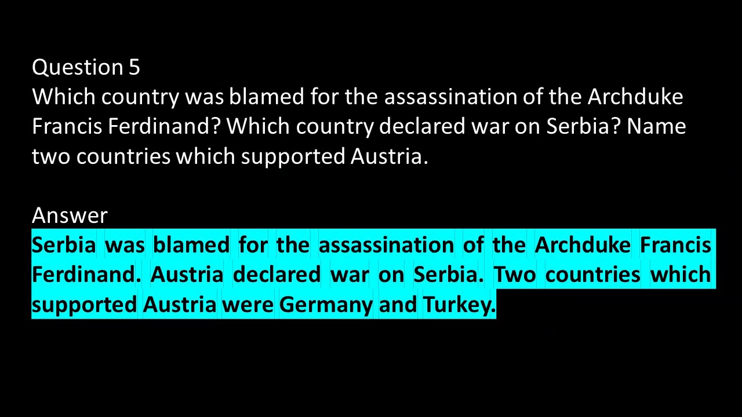Question 5. Which country was blamed for the assassination of the Archduke Francis Ferdinand? Which country declared war on Serbia? Name two countries which supported Austria. Answer. Serbia was blamed for the assassination of the Archduke Francis Ferdinand. Austria declared war on Serbia. Two countries which supported Austria were Germany and Turkey.